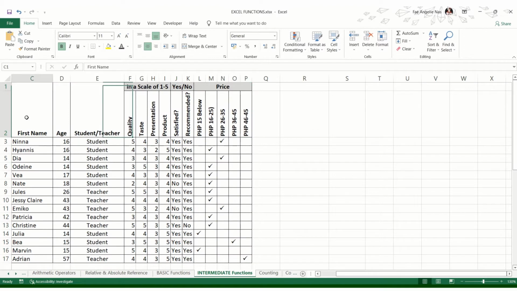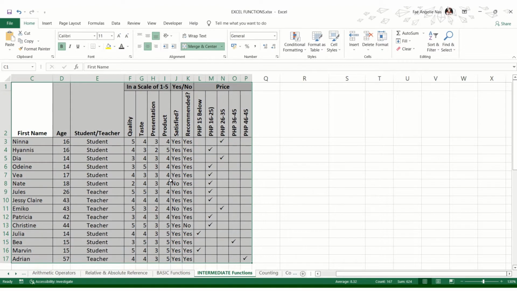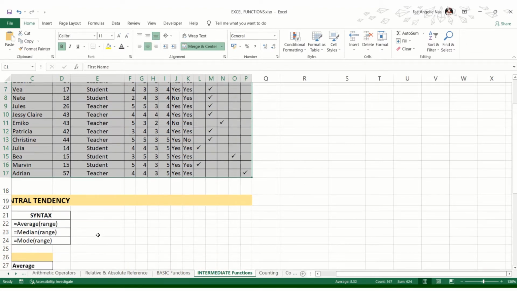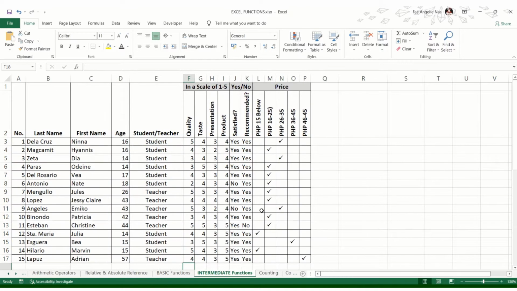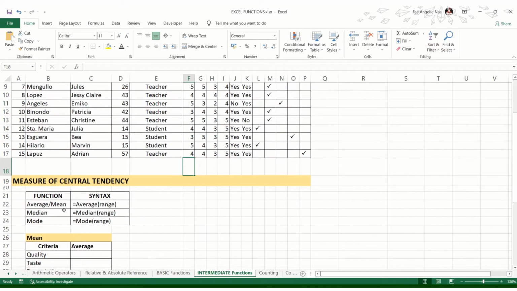So here are the results of your survey of your taste testing activity, and you would like to know the average. So the average rate for the quality, the taste, the presentation, and the product, and you would like to know the mode. So you would like to measure the central tendency of the result of your survey. To do that, we can apply some of the statistical functions in Microsoft Excel. Here we have the average function, the median function, and the mode function. Of course, average is to solve for the average or the mean. Median is to know the middlemost value if we arrange a series of numbers from lowest to highest value or highest to lowest value. And the mode is the most frequently occurring number.